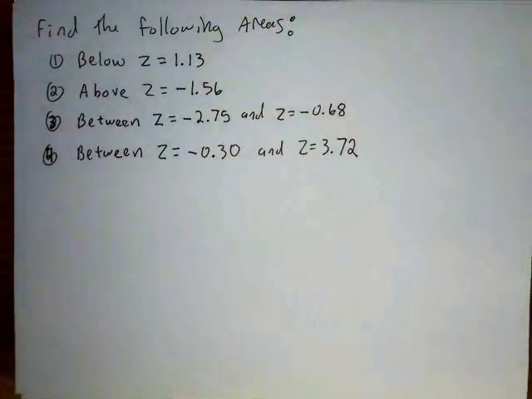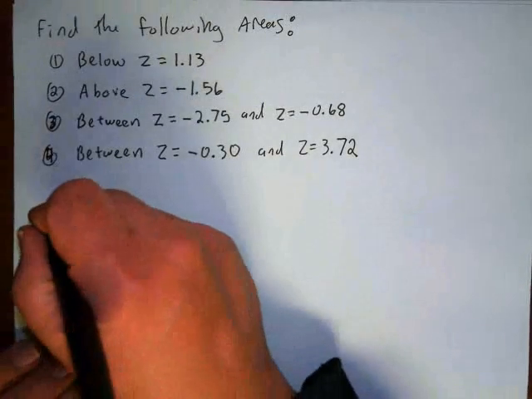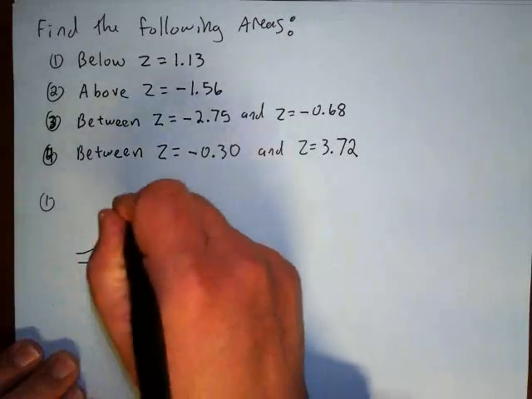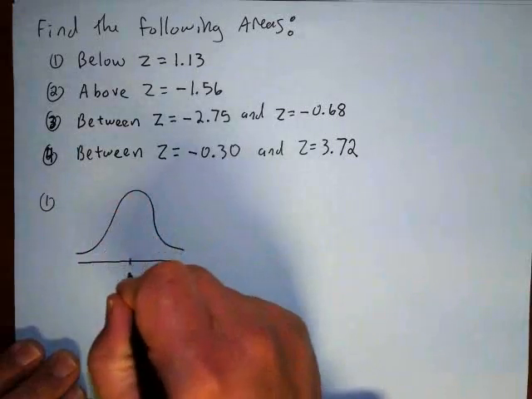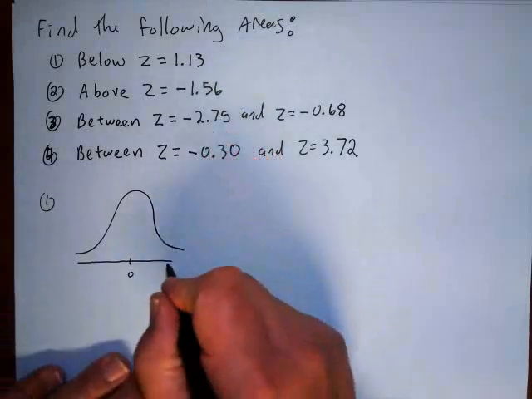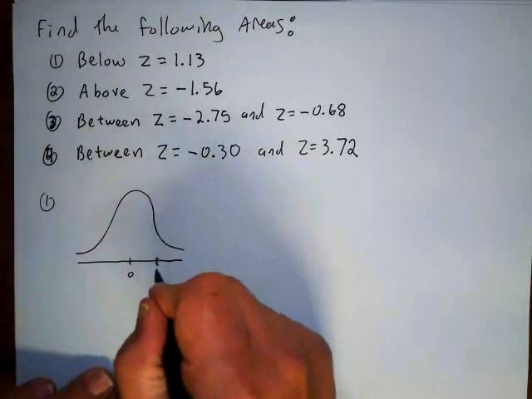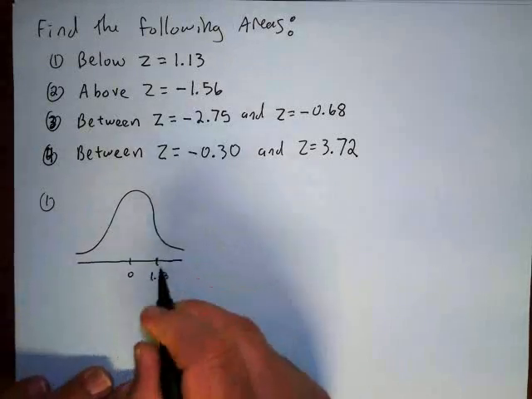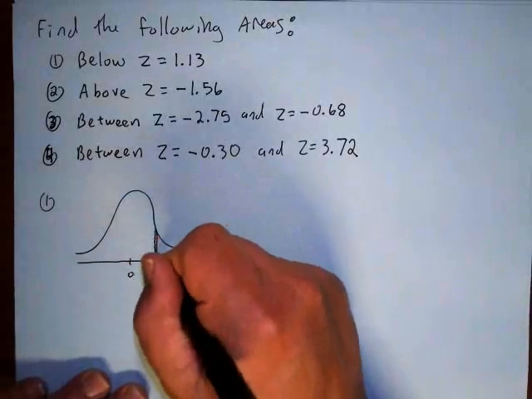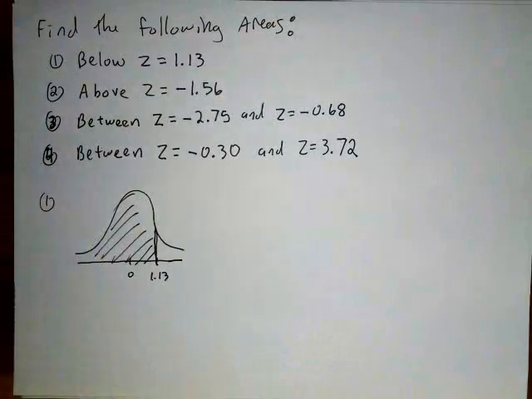Okay, so let's go ahead and give these a try. The first one here, it says it's below 1.13. Okay, so 1.13 would be maybe right about here. It's above the mean, a little over 1 standard deviation above the mean. And so I want the area below, so that's what I'm going to look up.